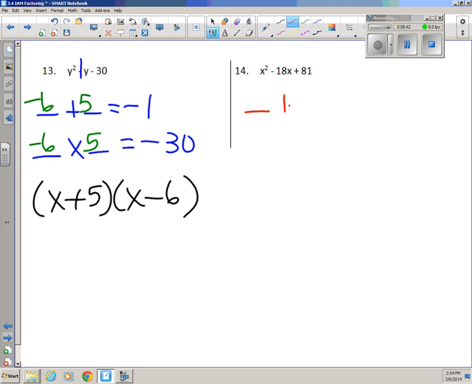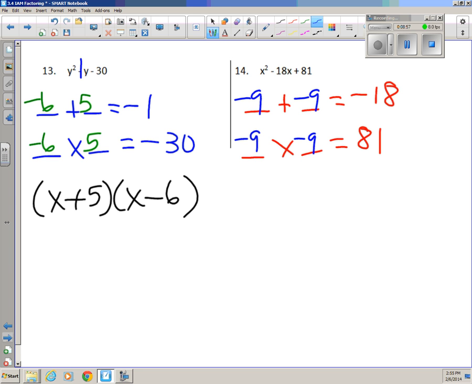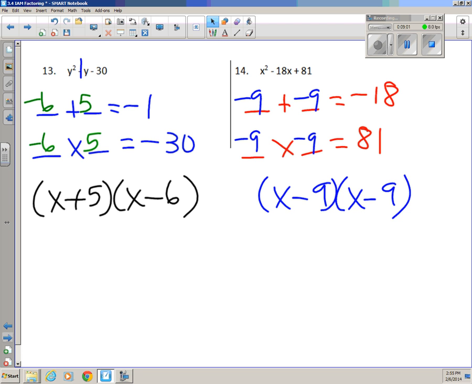In this case, we're going to add to be negative 18 and multiply to be 81. I multiply to a positive, so signs are the same, but because I add to negative, both signs are negative. I've got negative 9s, a pair of them, which means the answer is x minus 9, x minus 9.